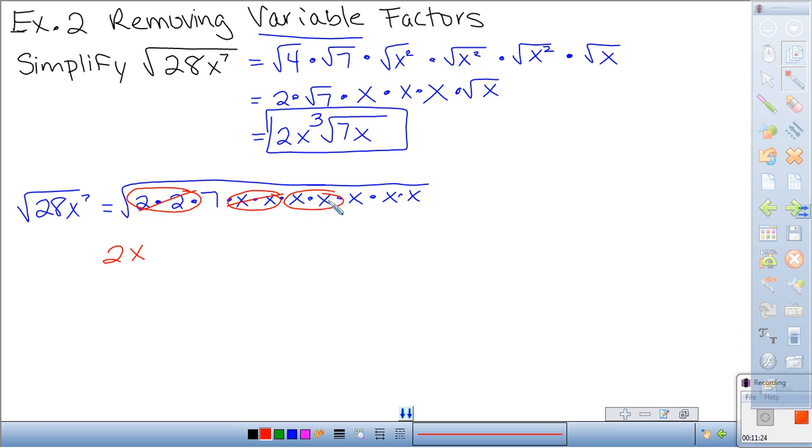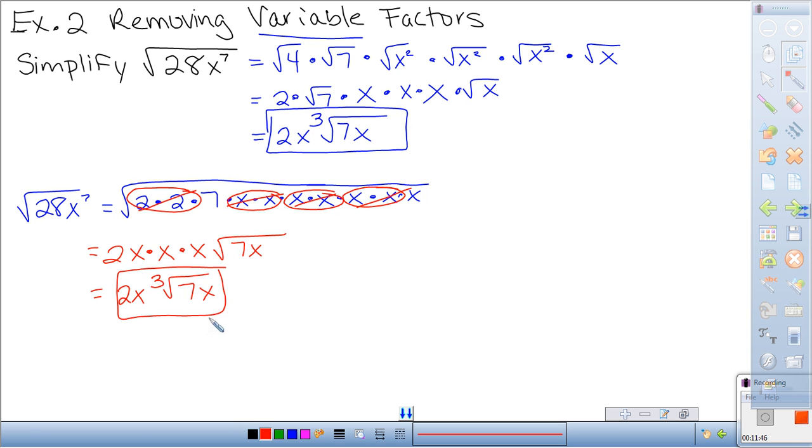Same thing here. x times x, x squared. The square root of x squared is x. Same thing here. So we have another x. So we pulled out those 3 pairs, and x has to stay inside. So then you have 7x left inside. And when we simplify, 2 times x times x times x, 2x cubed times the square root of 7x. So again, notice you get the same answer either way.